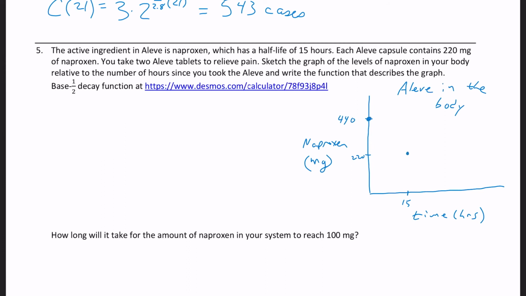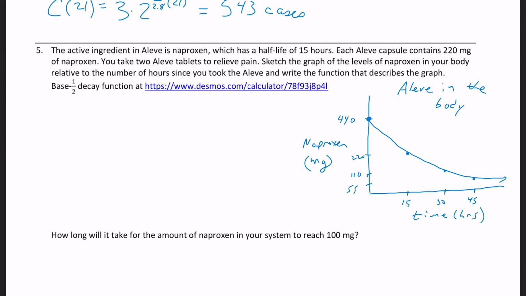After another 15 hours, so this would be 30 hours now, 1 day and 6 hours, the 220 has been cut in half to 110. If I wanted to go another increment, I could go 15 more hours, 45 hours. That would be nearly 2 days, and that would cut in half again. So the 110 would now be cut in half to 55. And it would continue that way until virtually all of it has disappeared from your body. As an exponential decay curve, it would look kind of like this.